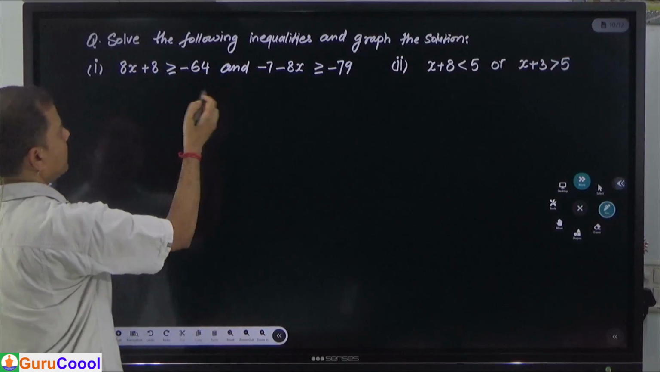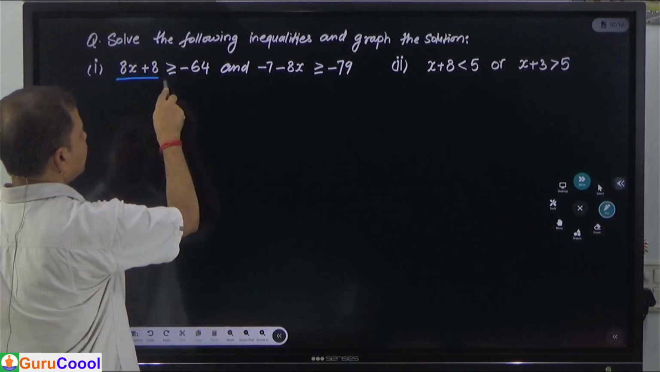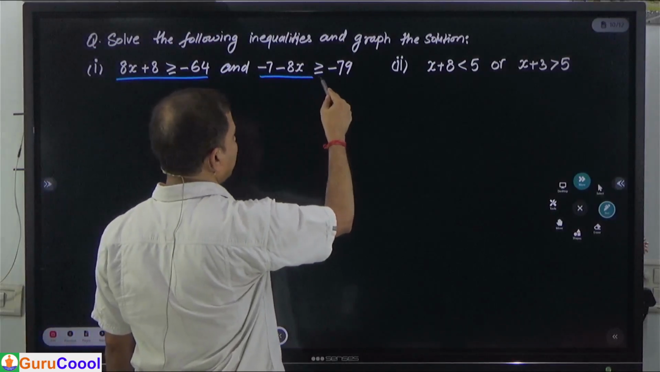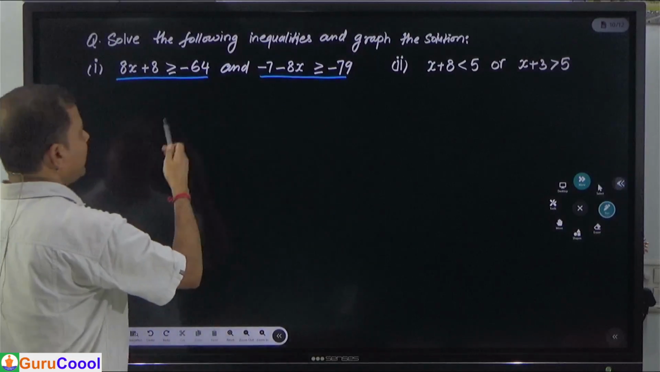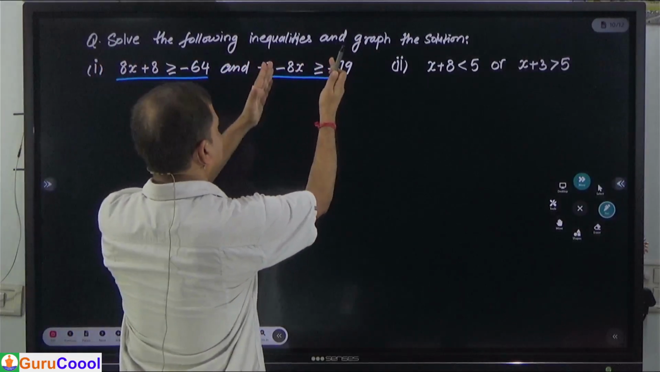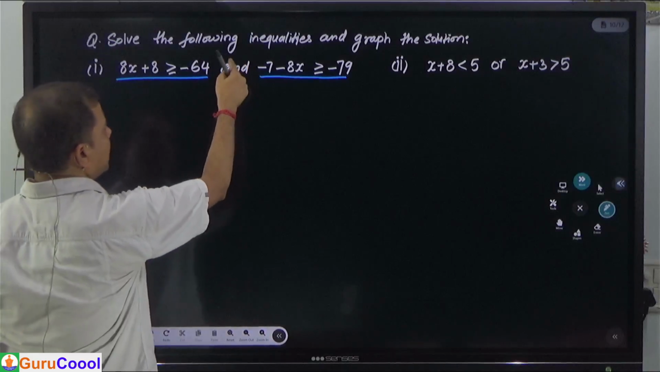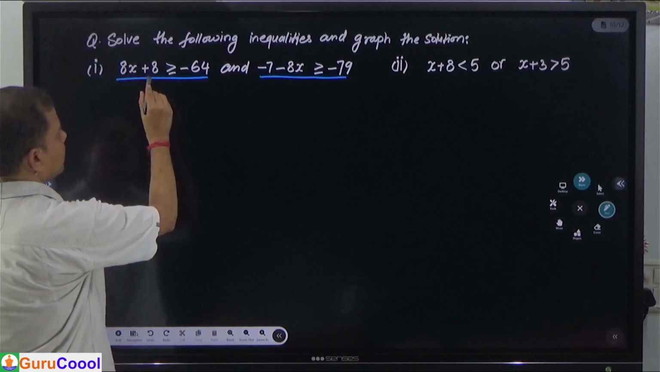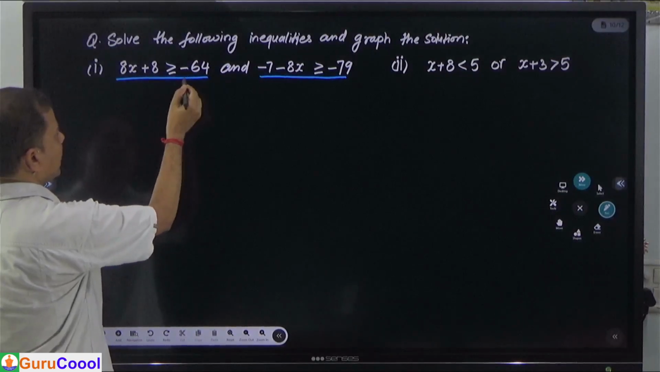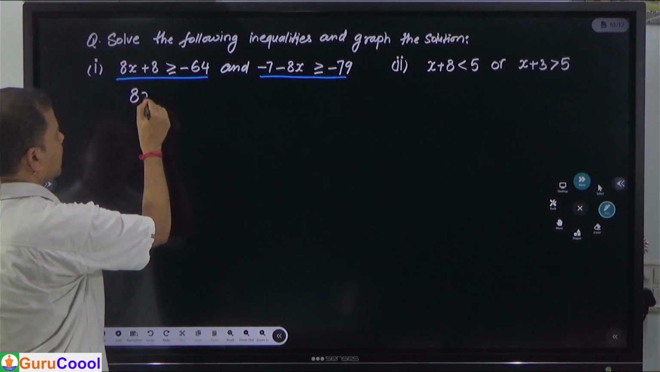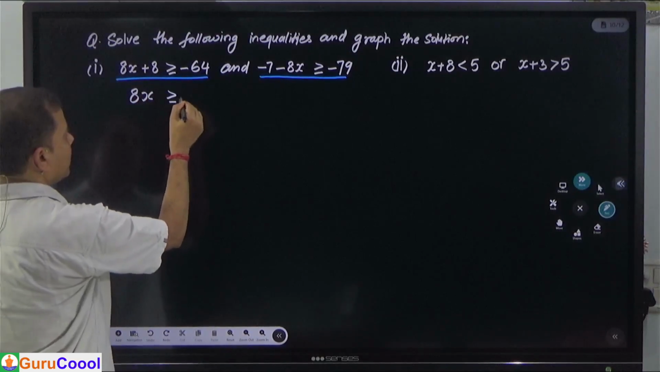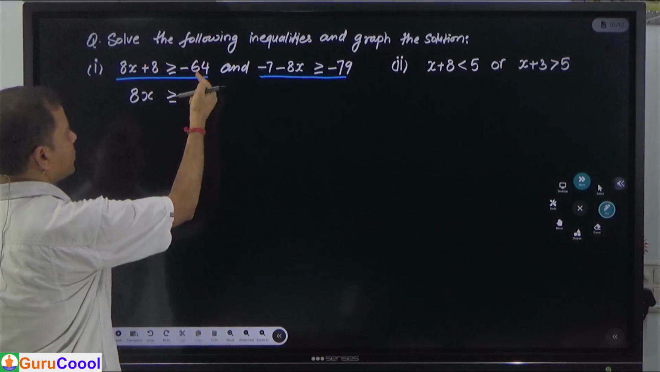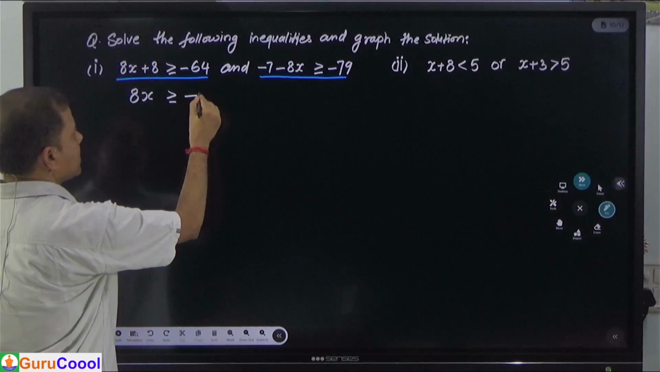Let us solve this one. In this question we have the first inequality here, then the word and came, and another inequality is here. So we have to solve these 2 inequalities separately. Then we will consider the word and. Let us solve this. First subtract 8 from both sides. We will get 8x greater than or equal to minus 64 minus 8. 8 will be subtracted here. So it's minus 72.